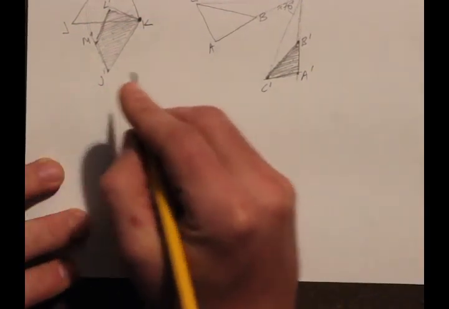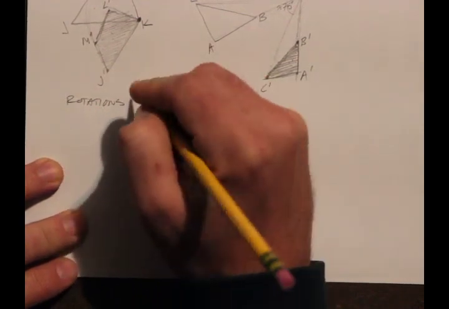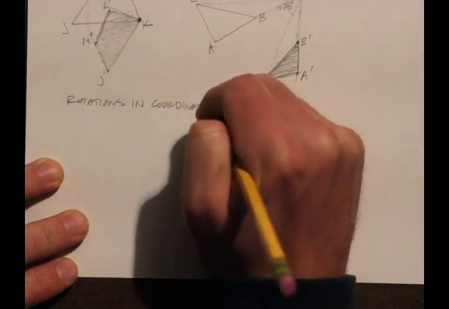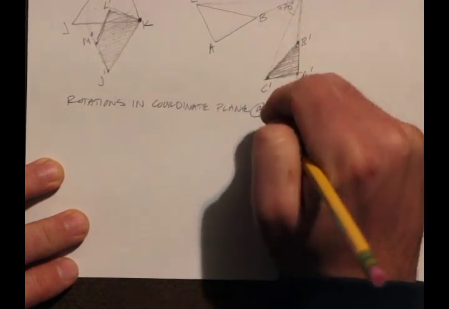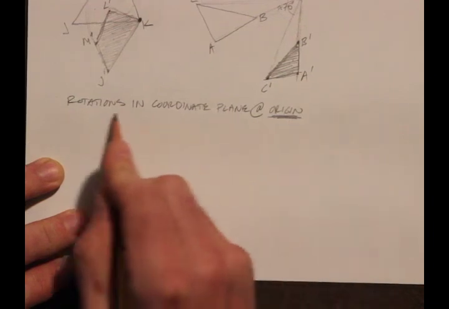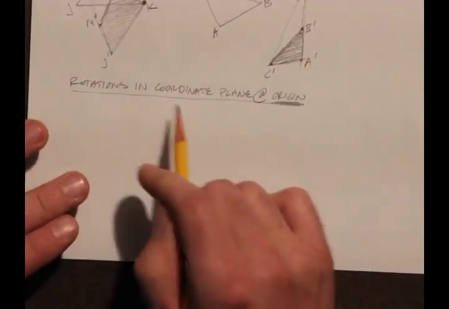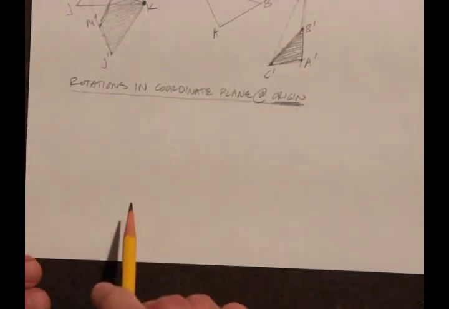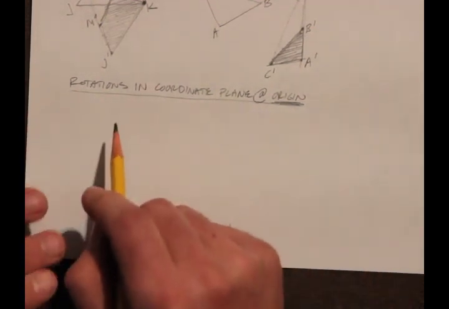So, rotations in coordinate plane at the origin. So this is important that it's at the origin. We're going to learn some kind of tricks here. As long as the center of rotation is at the origin, this is all going to work. If it's not at the origin, then none of this will work. So as long as it's at the origin, these will be fine.